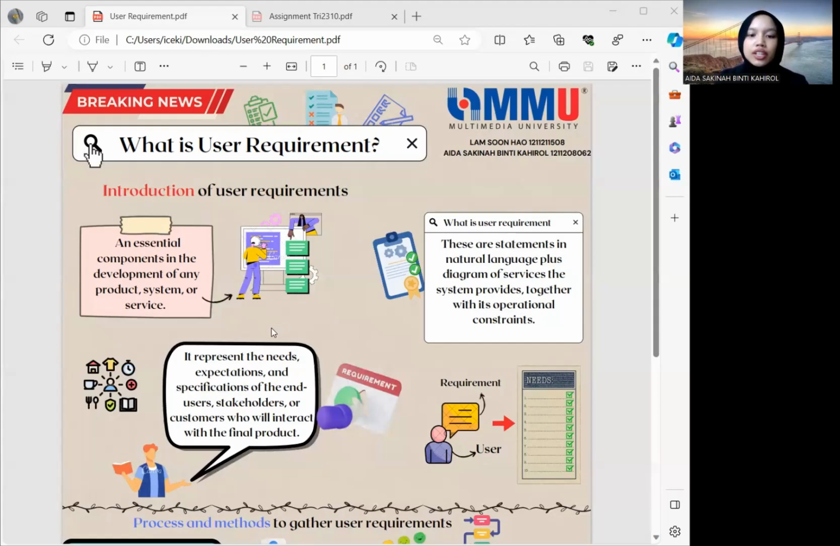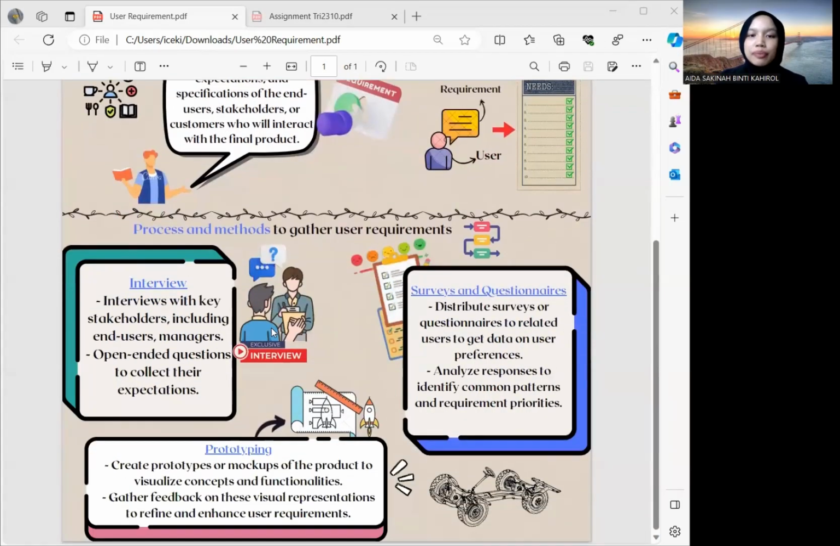So moving on, I will now talk about one of the process and methods to gather user requirements, which is interview. So let's talk about what is an interview or interviews. An interview is an open-ended question or questions that are asked to key stakeholders, including end users and managers, in order to collect the expectations.